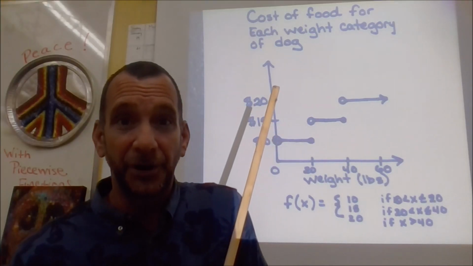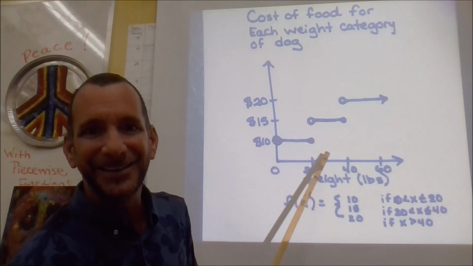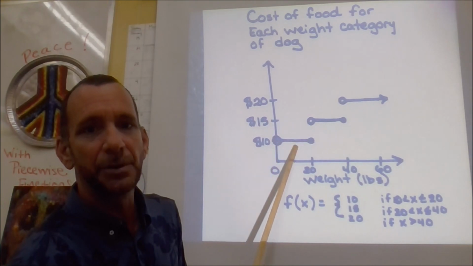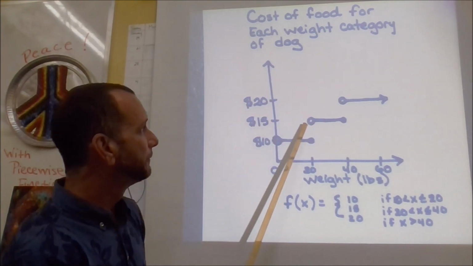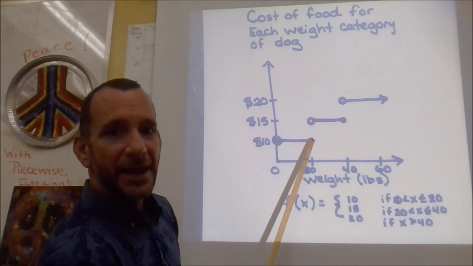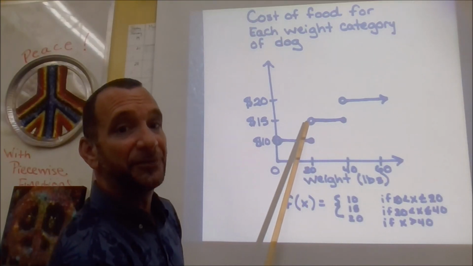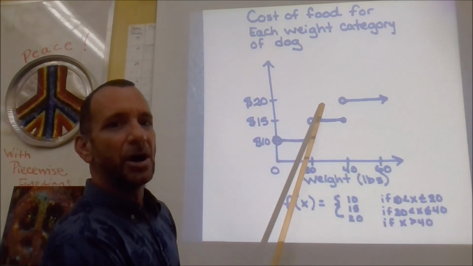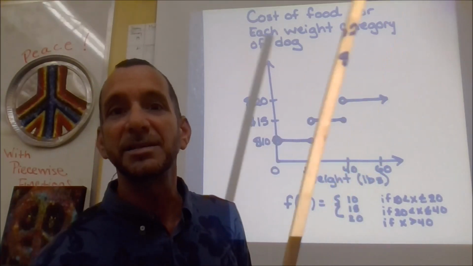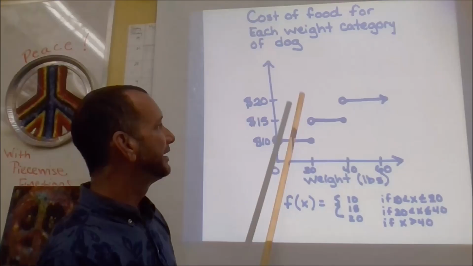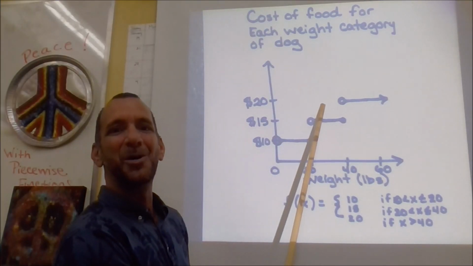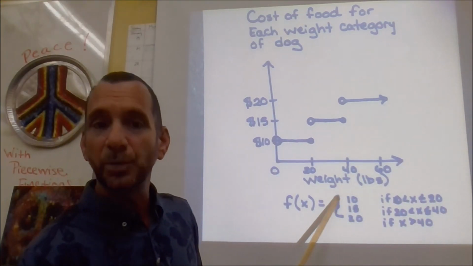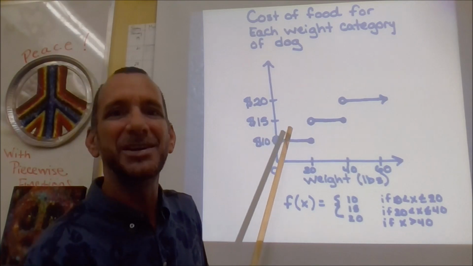weight category of dog. Here's Soki down here at $10 because she weighs less than 20 pounds. From 0 to 20 costs $10. Here's a medium-sized dog, and that would cost $15 for dogs weighing 20 to 40 pounds, and any dog over 40 pounds will cost $20. Here's Soki, here's Palomo, and here is the step function or piecewise function represented in equation form.